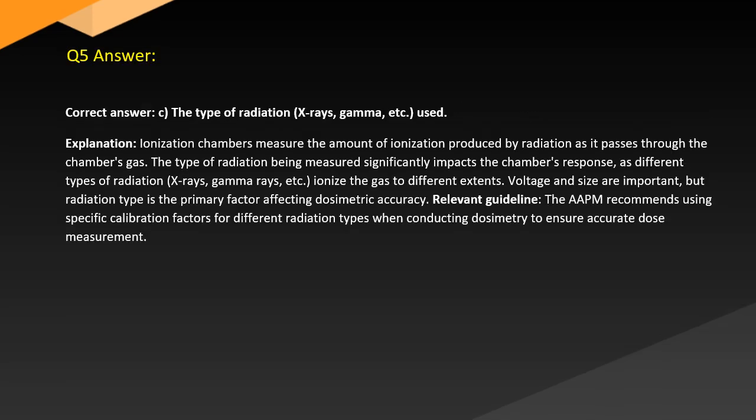Answer. Correct answer: C. The type of radiation used: X-rays, gamma, etc. Explanation. Ionization chambers measure the amount of ionization produced by radiation as it passes through the chamber's gas. The type of radiation being measured significantly impacts the chamber's response, as different types of radiation, X-rays, gamma rays, etc., ionize the gas to different extents. Voltage and size are important, but radiation type is the primary factor affecting dosimetric accuracy. Relevant guideline. The OPM recommends using specific calibration factors for different radiation types when conducting dosimetry to ensure accurate dose measurement.